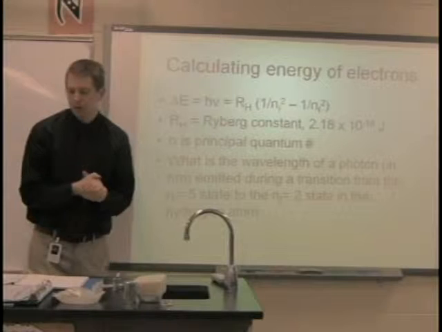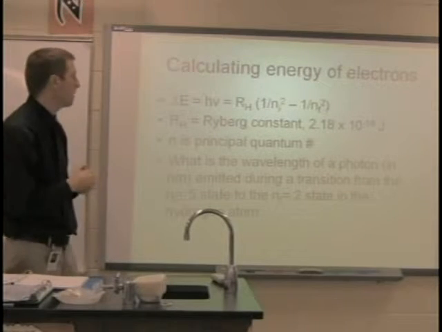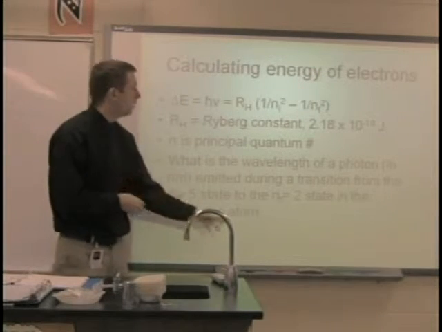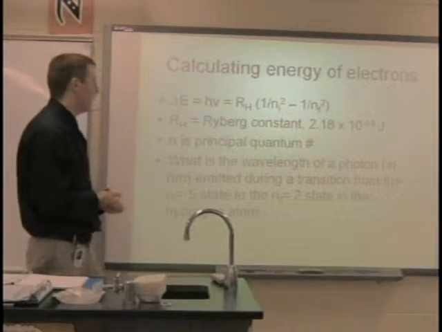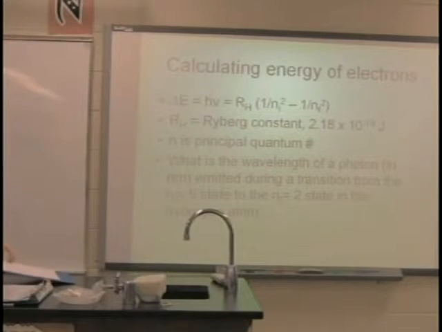Here's a question that we're going to solve. It says, what is the wavelength of a photon in nanometers emitted during a transition from the ni equals 5 state to the nf equals 2 state in a hydrogen atom? So we're going to go ahead and do this one on the board.